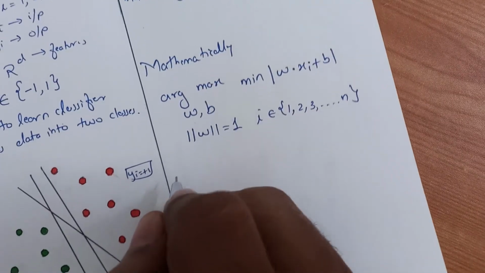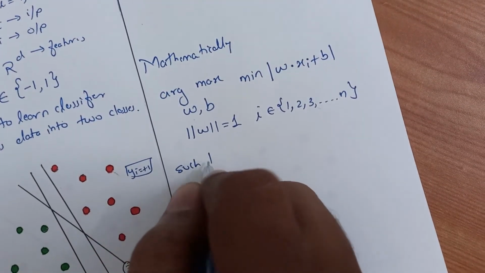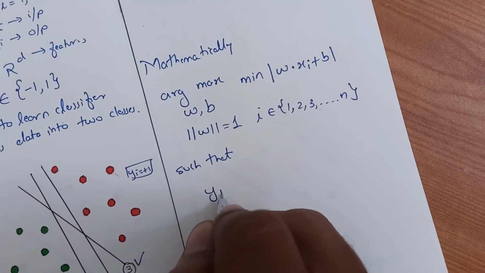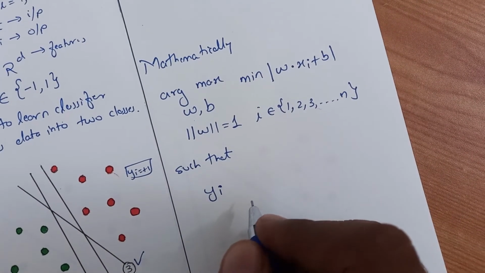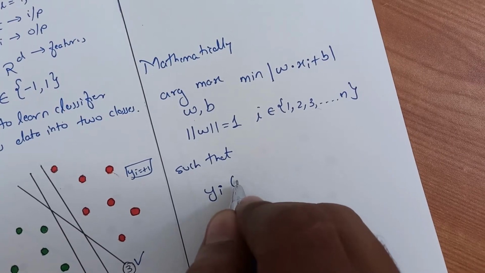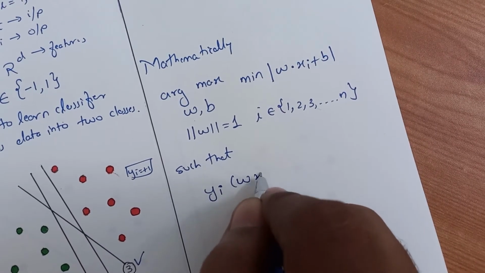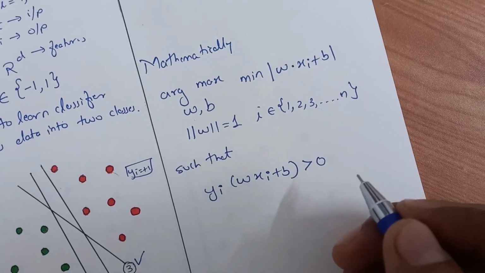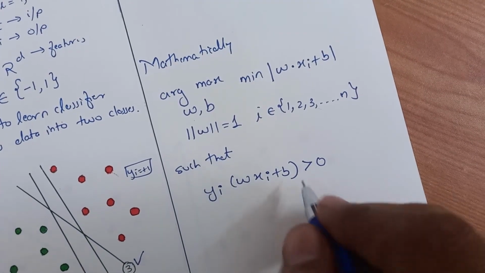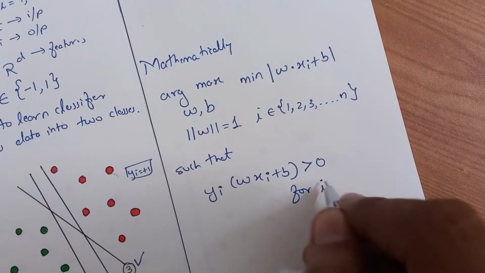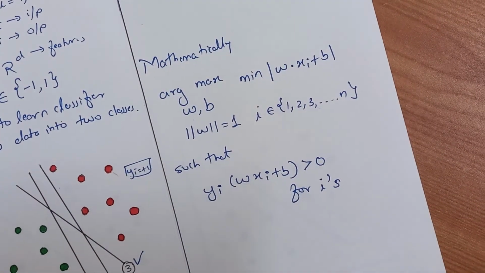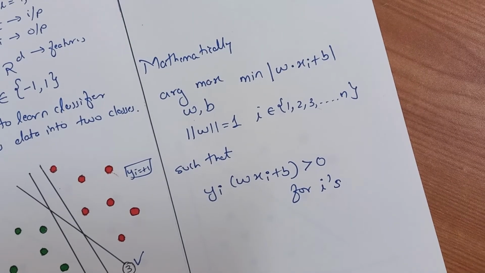But the constraint here is such that, what SVM says now, if you multiply yi, the output, with the distance W into xi plus B, it is always greater than 0 for all i's. This is the main condition of SVM.